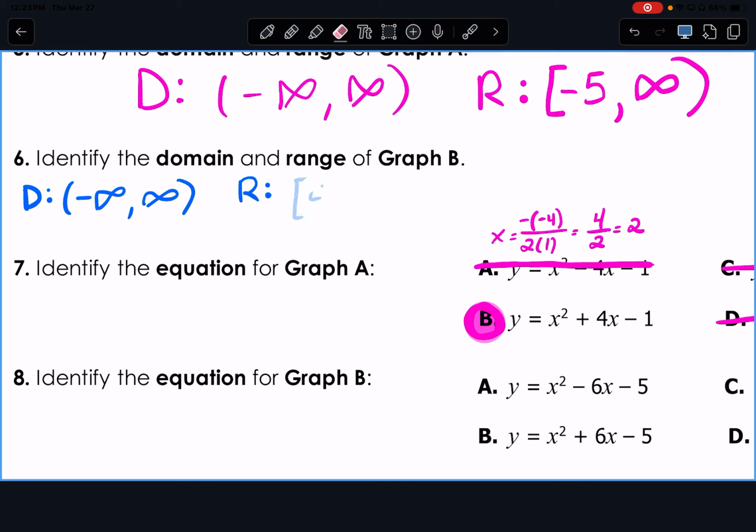Okay, so let's talk about that. It goes from negative infinity, right? The lowest it can go is negative infinity. So negative infinity has to go first, then to 4. So negative infinity always goes on the left. Positive infinity always goes on the right.